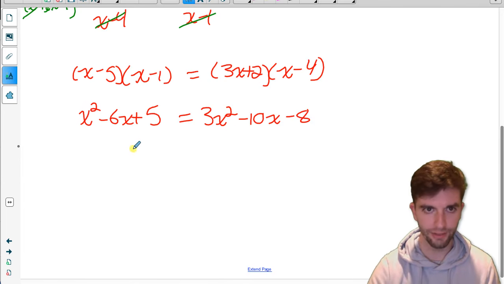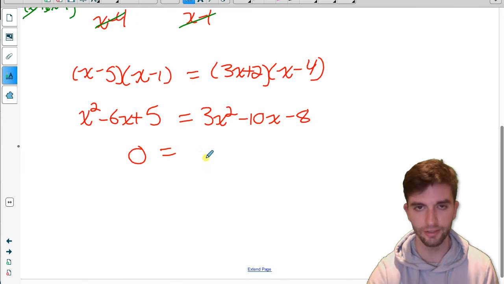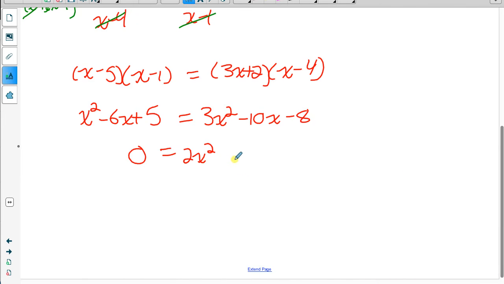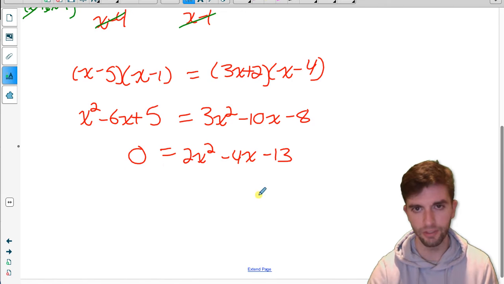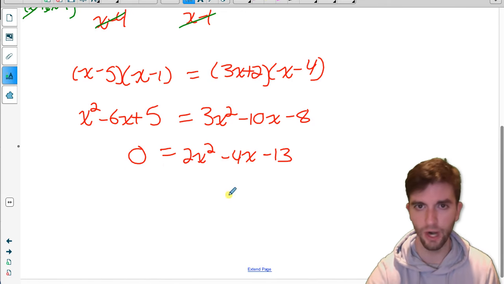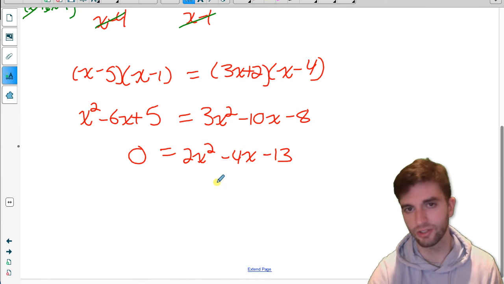And we have a quadratic that needs to be solved, so we have to set it to 0. So let's move all the terms to the right and collect like terms together. And now that we have a quadratic set to 0, we would try and solve it by factoring. We would look for numbers that have a product of a times c, so a product of negative 26 and a sum of negative 4. But those numbers don't exist.